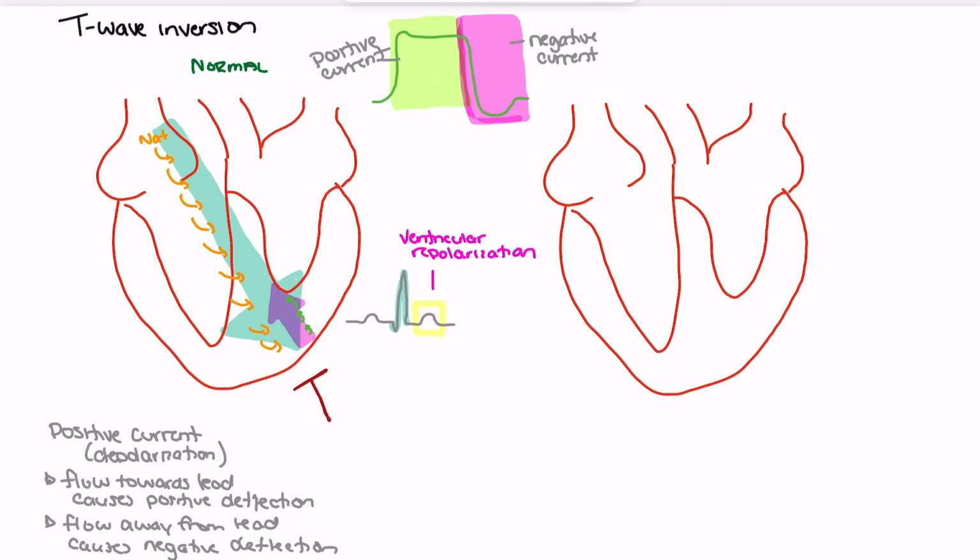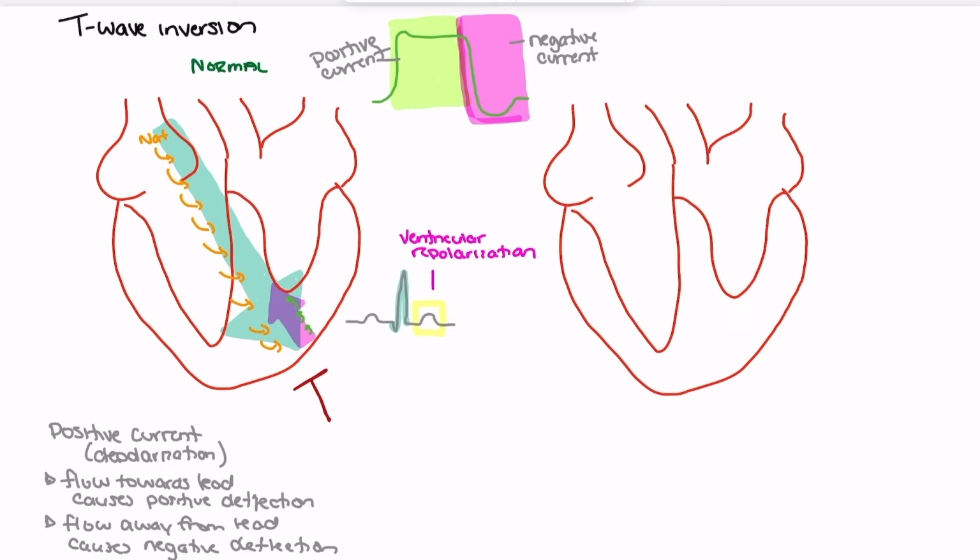So when I have the negative flow of current away from the lead, that creates a positive deflection. If I were to have the negative flow of current towards the lead, this would cause a negative deflection. So the reverse is true when we're looking at depolarization versus repolarization. The flow of positive current towards the lead results in a positive deflection. The opposite would be true if that current was flowing away from the lead; it would cause a negative deflection. When I'm looking at the flow of negative current, or repolarization, the flow of negative current away from the lead leads to a positive deflection, whereas if I had the flow of negative current towards the lead, that would lead to a negative deflection.